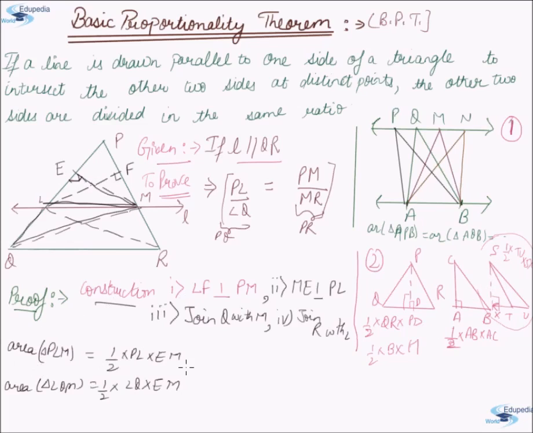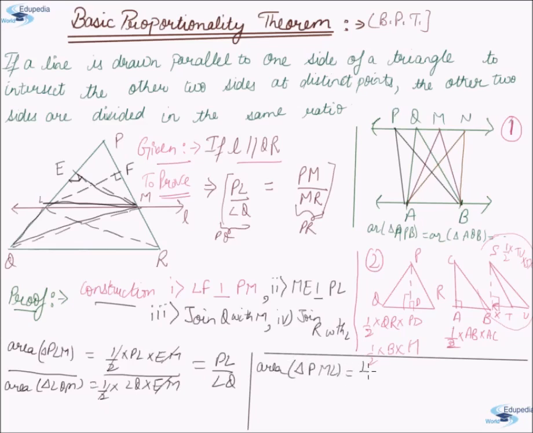So if we take the ratio of these 2 equations, that is, dividing both the equations, we will get half cancelled by half and EM by EM, and we will get the remaining term as PL over LQ. Similarly, now we need PM and MR, so we can take the triangle PLM again to have PM, and its area, the area of triangle PML, will be equal to half.